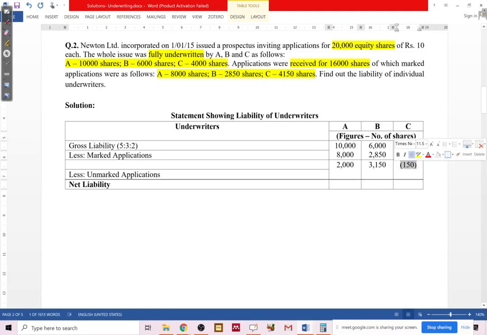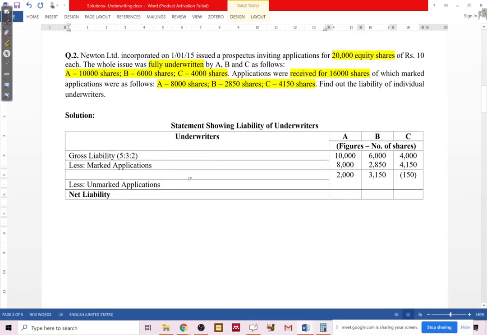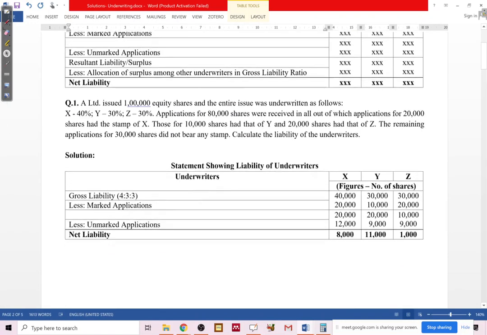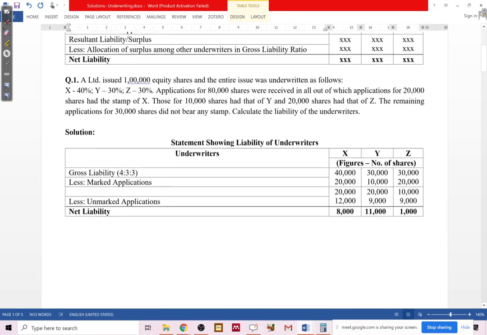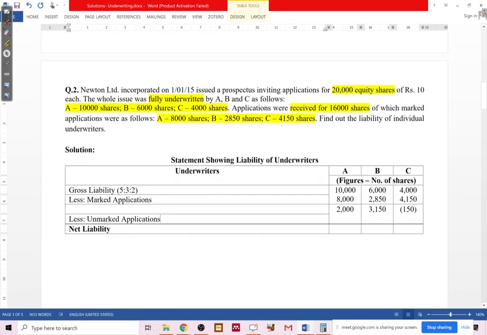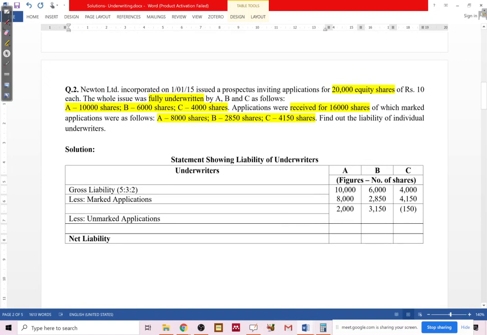Although it's a negative figure, we call it surplus because it is what the underwriter has sold in excess to his liability. Is that fine? So now first let's calculate unmarked applications and then we will see over here what to do with the surplus. Okay, that is where also the gross liability ratio is extremely important. Fine. First, unmarked applications calculation.